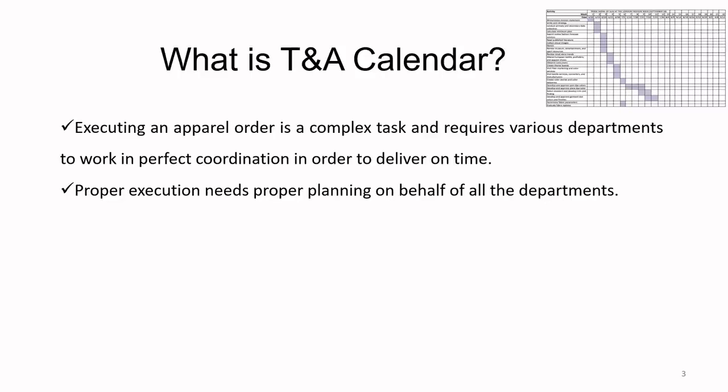Now, proper execution of the order needs proper planning on behalf of all the departments. If an order is supposed to be executed on time, everyone should be able to see when will the fabric be ordered, when will it come in the factory, when will the production begin, when will the finishing begin, when will the packing begin. Everyone should be able to see that, and everyone should understand the importance and the speed that is required to do the job so that things happen in time and nothing gets delayed.